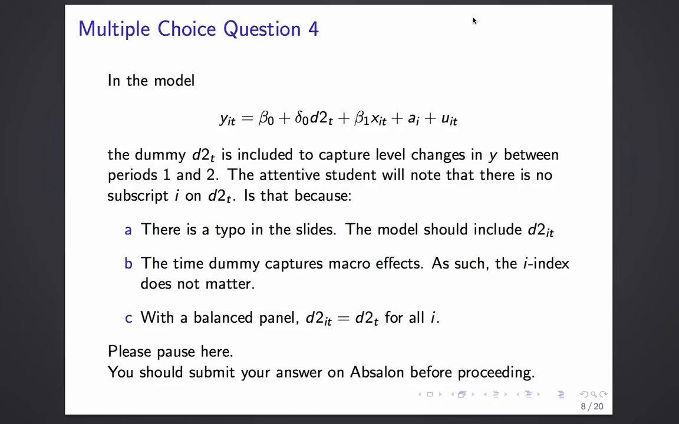Is that because A, there's a typo in the slides, the model should include d2 subscript it, or B, the time dummy captures macro effects, as such, the i index does not matter, or C, with a balanced panel, that is, a panel data set where all n individuals are observed in both periods, in that case, d2it is just equal to d2t for all individuals. Again, please pause the online lecture here and go to Epsilon to submit your answer.